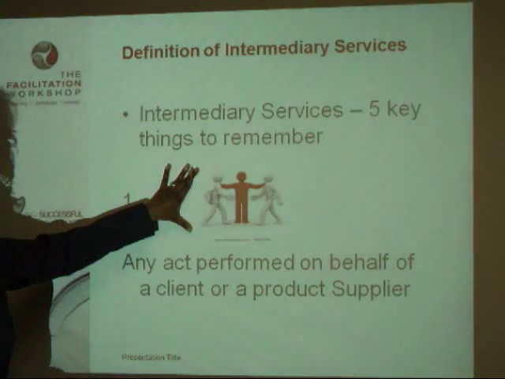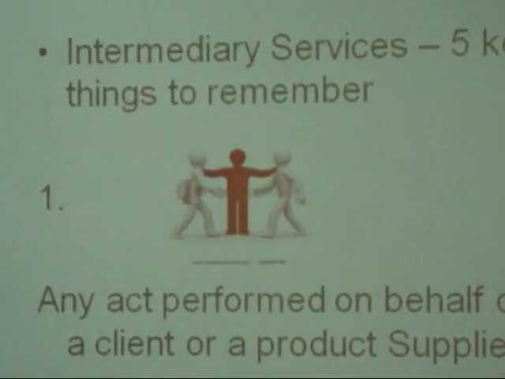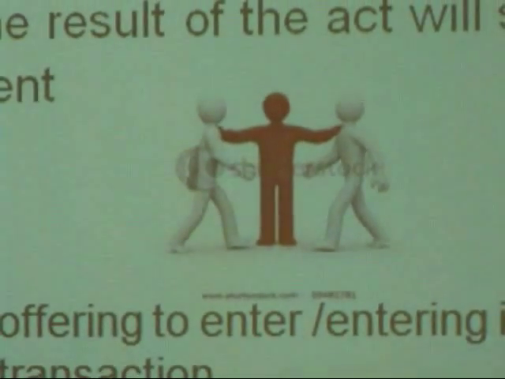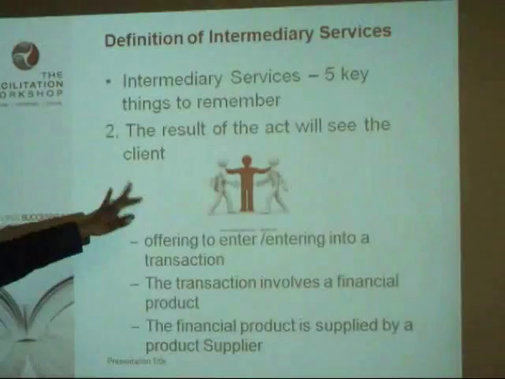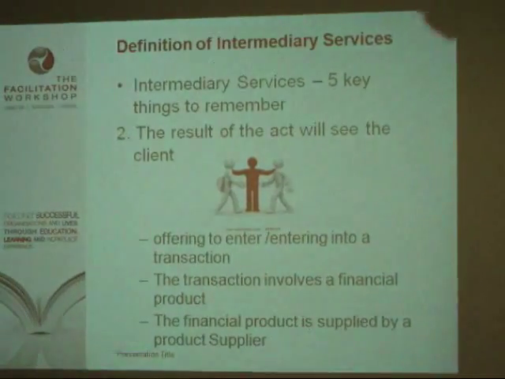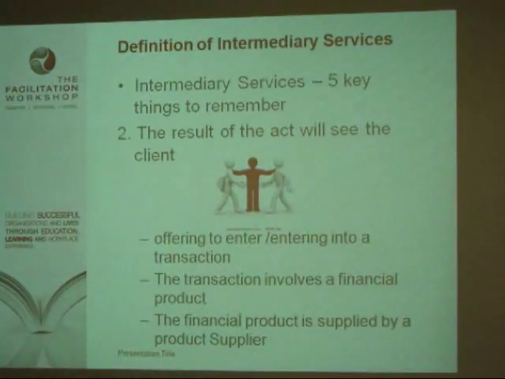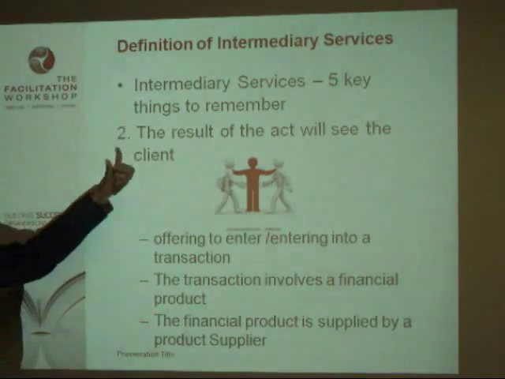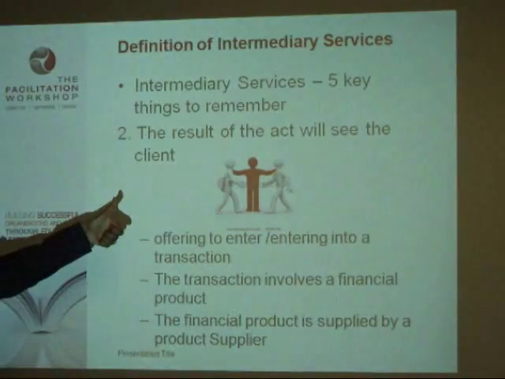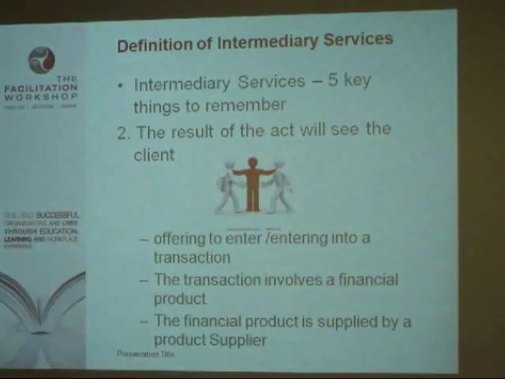So remember this picture. This is an important picture, remember, the 3-way relationship in intermediary services. The second thing to remember in terms of intermediary services, again in the context of this 3-way relationship, is that your client will either offer to enter or will enter into a transaction. That transaction will involve a financial product, and that financial product will be supplied by the product supplier. So there will be the offer of a transaction being entered into or one being entered into, a financial product involved and a financial product supplier.